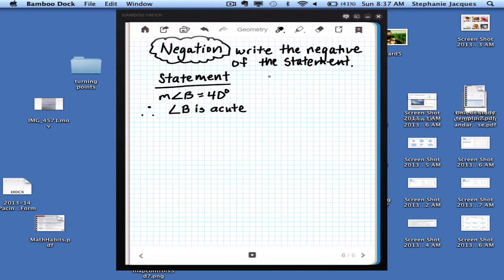Let's negate it. Let's do the negation of that statement. So the negation of that statement is you're going to start and you're going to change the hypothesis. So the measurement of angle B does not equal 40 degrees. It could be any other degrees, but it doesn't equal 40 degrees. So then I'm going to negate, change the color again.